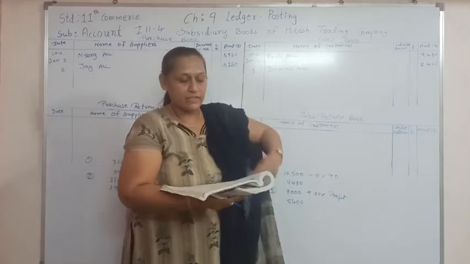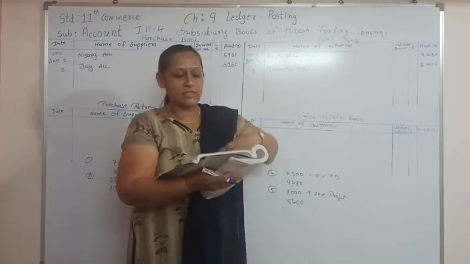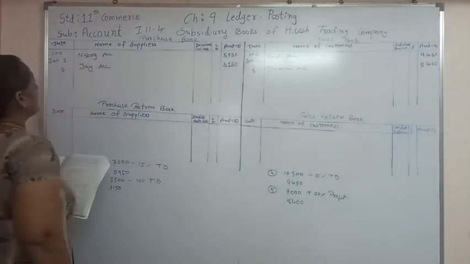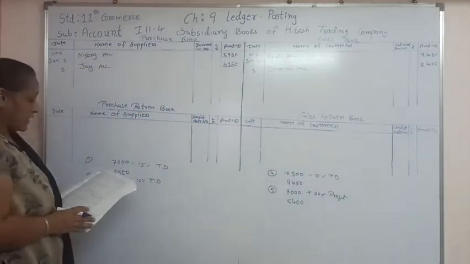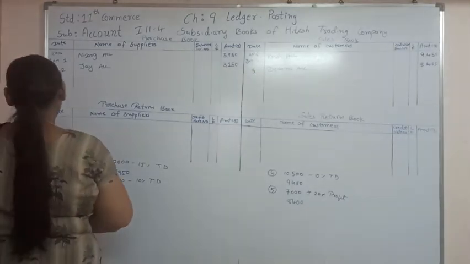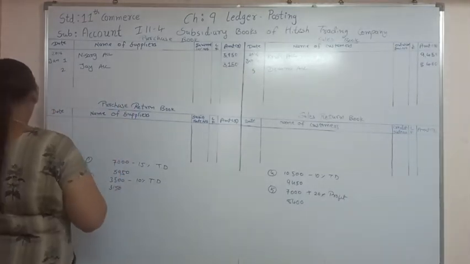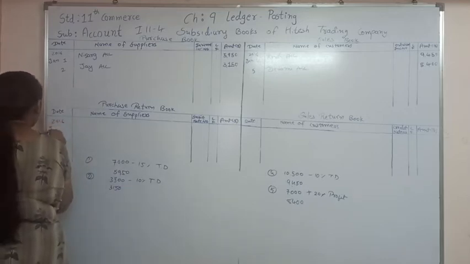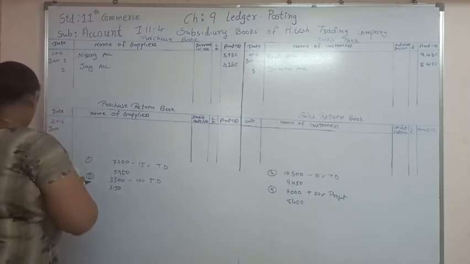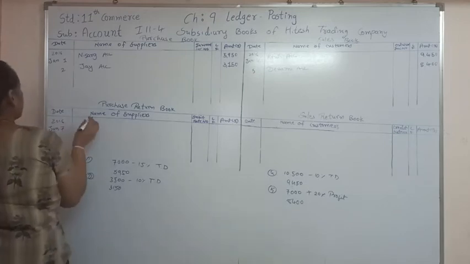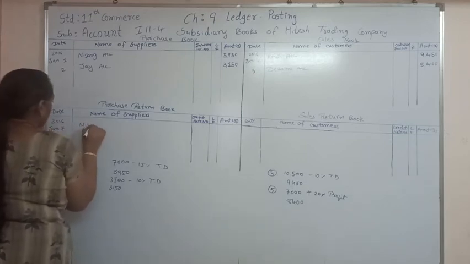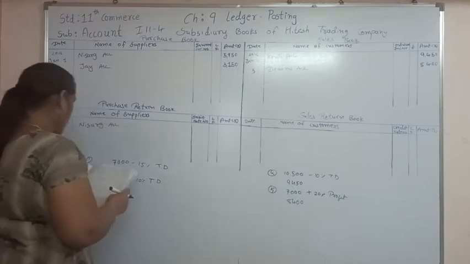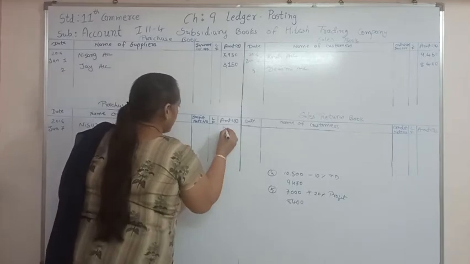On date number 7, they are telling us that goods of rupees 900 are returned to Nissan. So here we have purchased the goods from Nissan and we are giving them back. So that is a purchase return, that we are going to record in the purchase return book. So that will be 2016 January, date 7. Here we are going to write down Nissan account, and the amount of goods is 900.